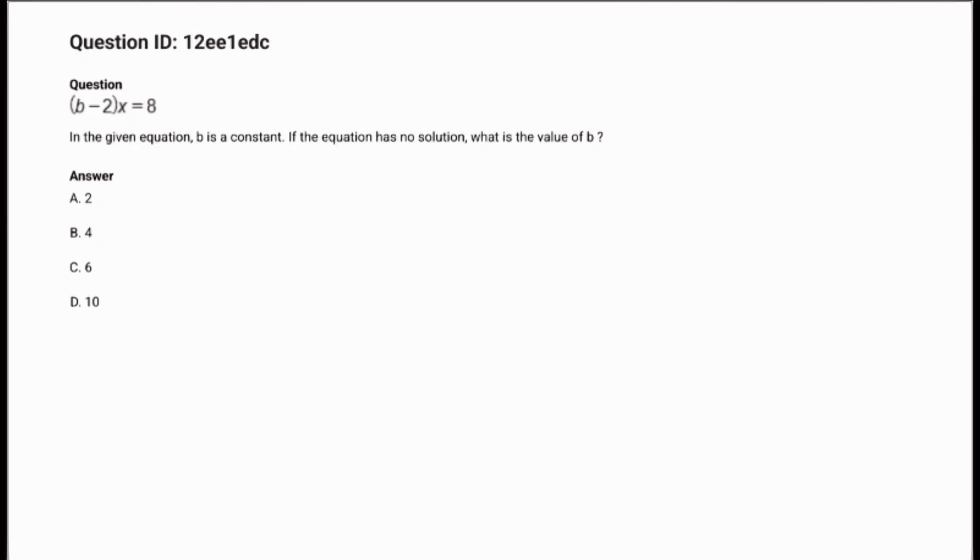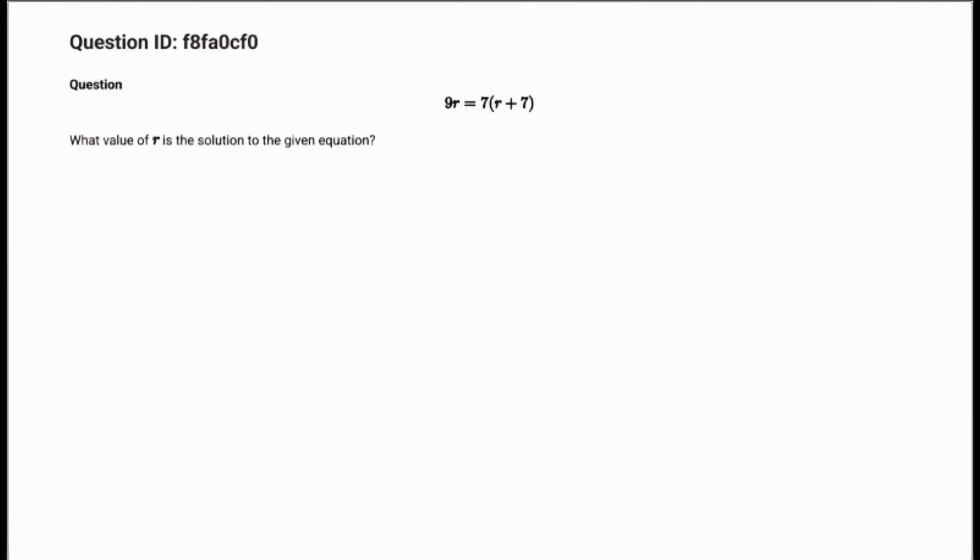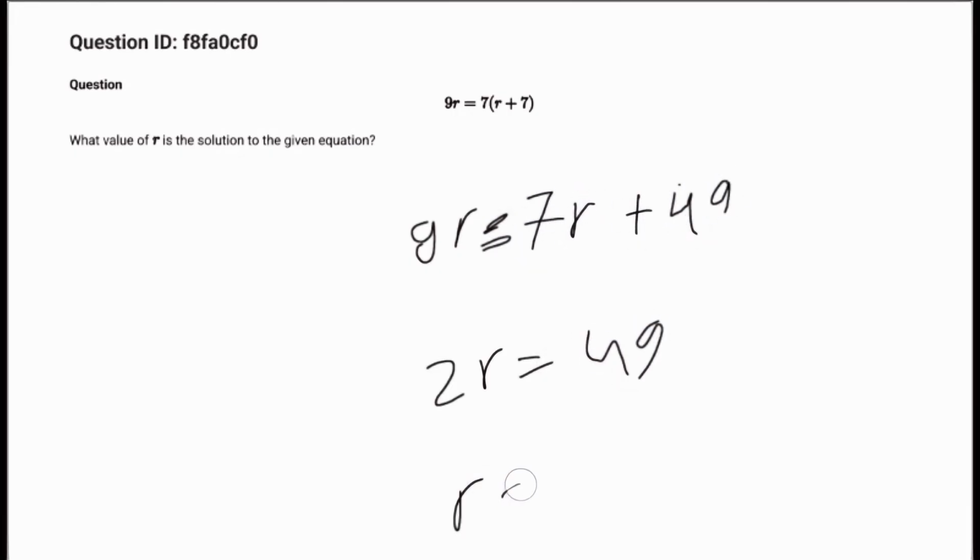3. In the given equation, b is a constant. If the equation has no solution, what is the value of b? 2. What value of r is the solution to the given equation? 9r equals 7r plus 49, 2r equals 49, r equals 24.5.